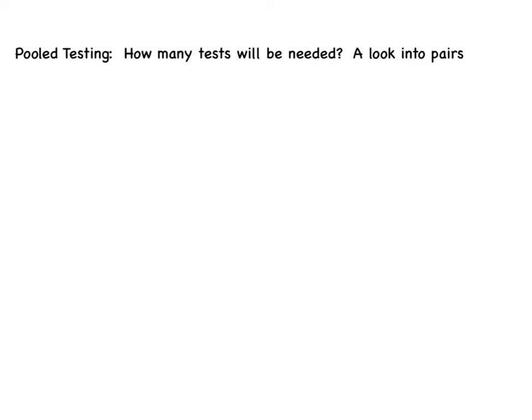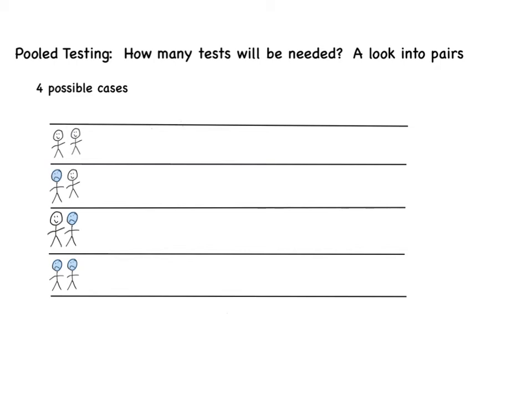In this video, we'll figure out how many tests are needed in paired testing. In an earlier video, we figured out that for paired testing, there are 4 different possible cases. 2 people without the virus, or a first person with the virus and a second person without it, or a first person without the virus and a second person with the virus, or 2 people with the virus. Now we want to consider what happens in each case.